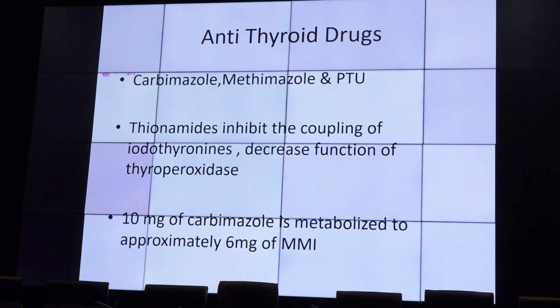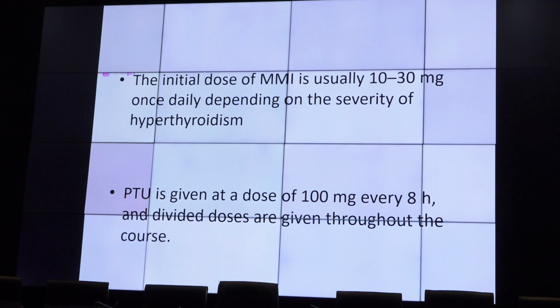So this we all know, like I said: carbimazole, methimazole, PTU. Now 10 mg of carbimazole is metabolized, that's why it is roughly equivalent to 6 mg of methimazole. The initial dose is usually 10 to 30 mg. PTU conversion is around 1:20. 5 mg of methimazole multiplied by 20 is roughly 100. So PTU is given 100 mg every 8 hourly, in divided doses.